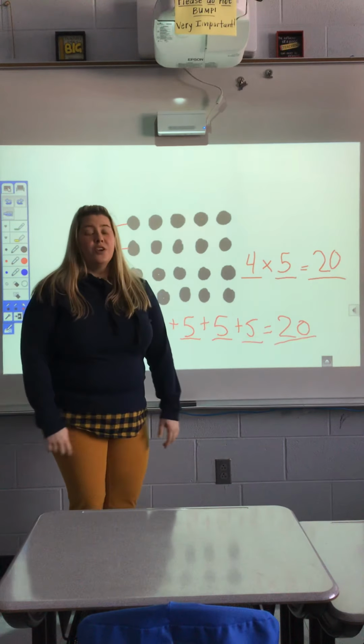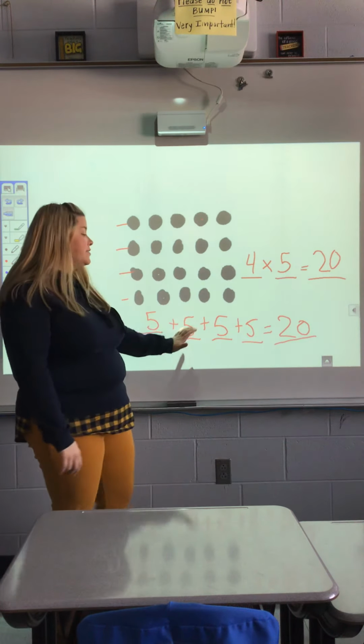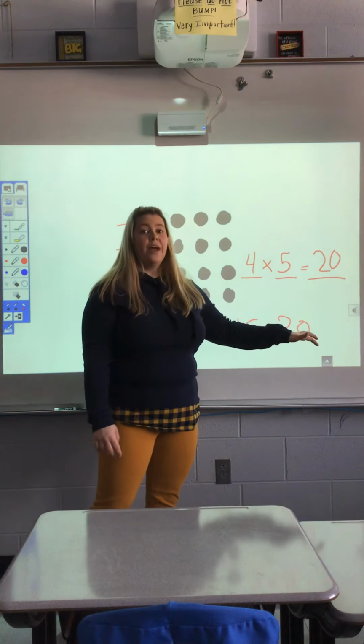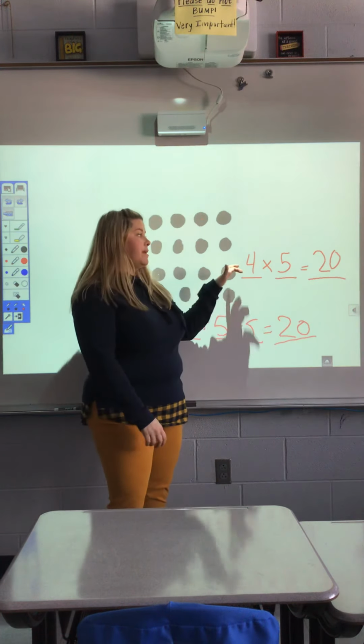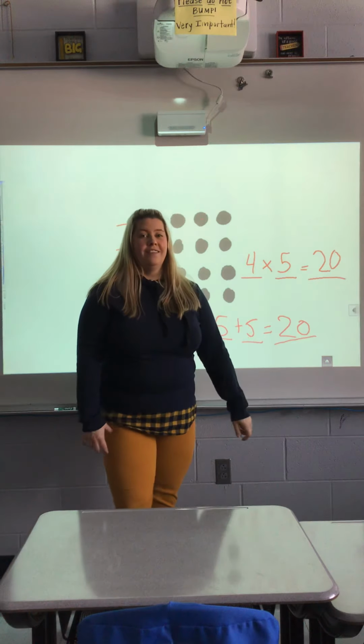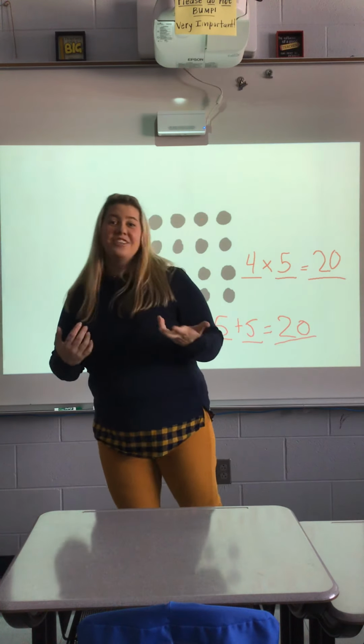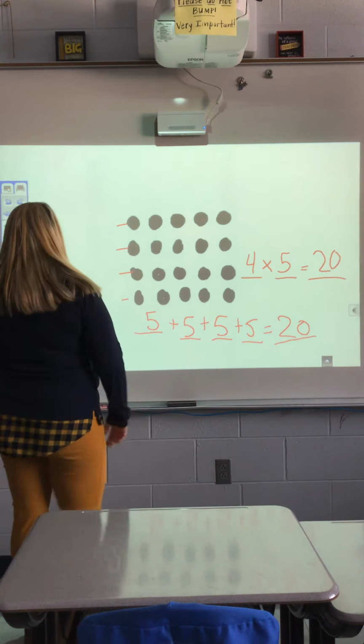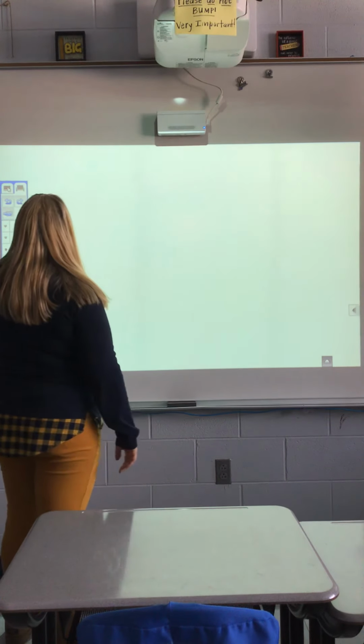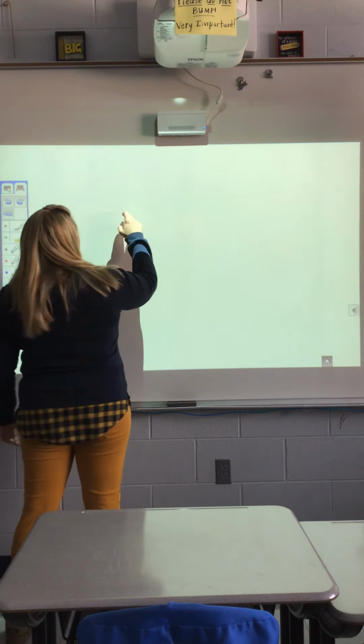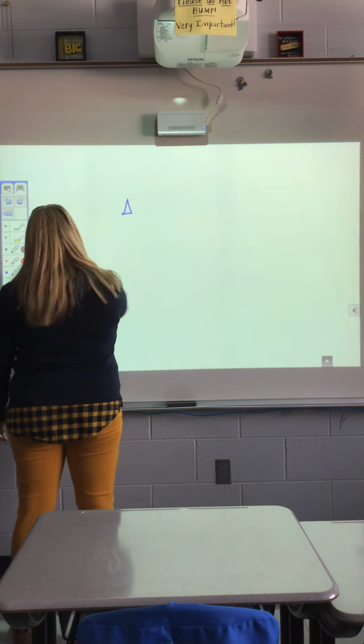20. So your repeated addition was 5 plus 5 plus 5 plus 5 equals 20. Your multiplication should have been 4 times 5 equals 20. Hopefully you got it. Let's try another one. All right. Hang on.